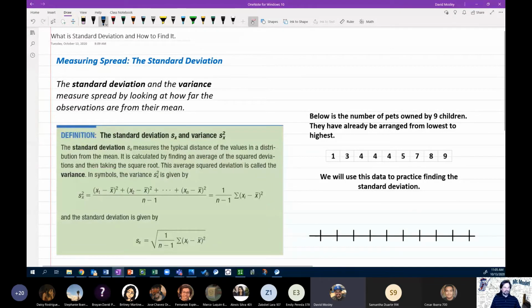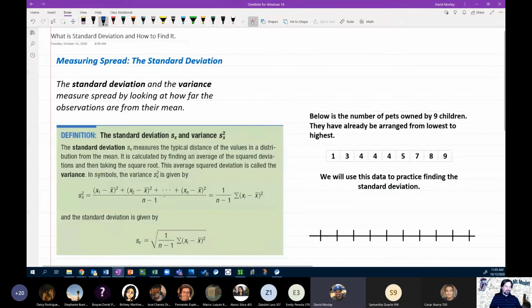It is calculated by finding an average of the squared deviations and then taking the square root. This average squared deviation is called the variance. In symbols, the variance, S sub x squared, is given by this formula.